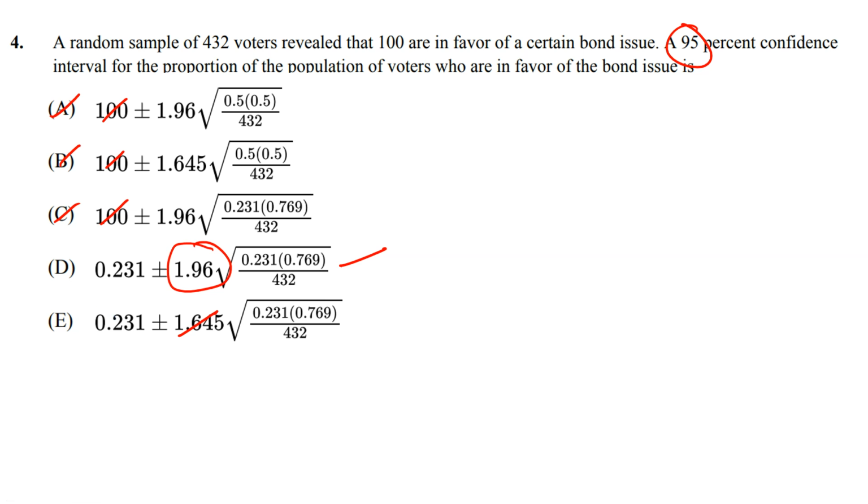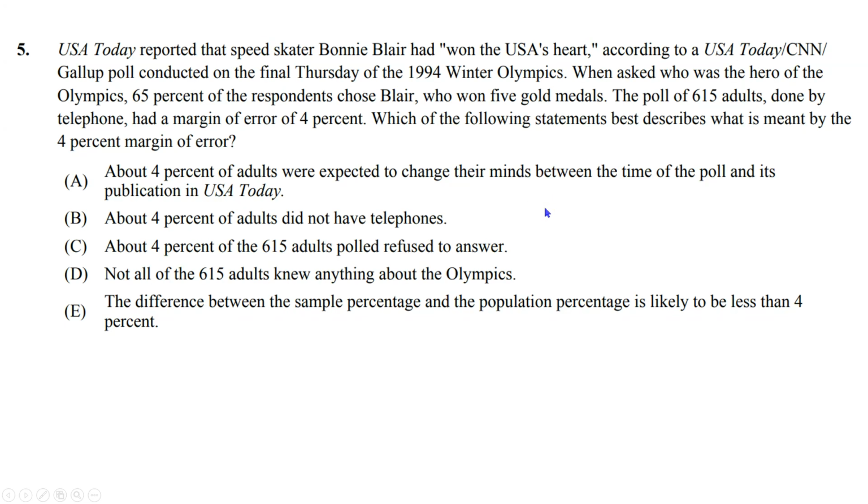All right, question 5. Let's see. When asked who the hero of the Olympics was, 65% said they chose Blair. A poll of 650 adults done by telephone had a margin of error of 4%. Which of the following statements best describes what is meant by the 4% margin of error?